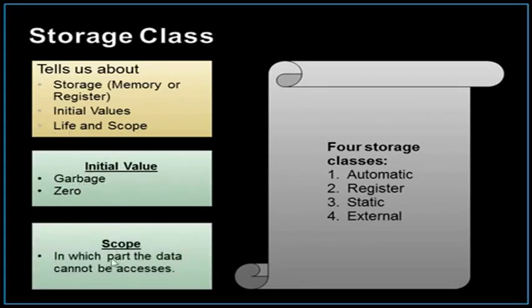Scope means that if you declare a variable in one part of the program and want to access it from some other part, you cannot access it because its scope is limited. Scope is a term which tells us in which part of the program the data can or cannot be accessed.